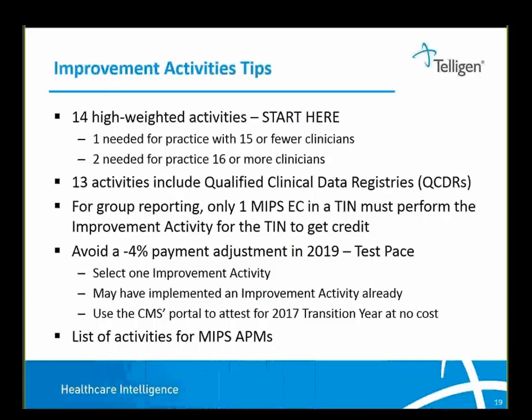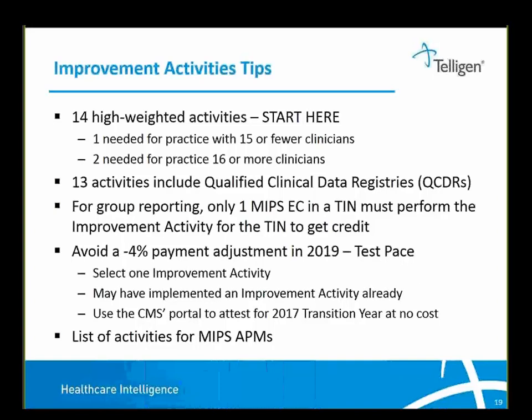We've spoken with some practices that for whatever reason want to submit just for the test-based option by submitting one activity. They might not be ready quite yet to fully go into the quality payment program through the MIPS path. So if this is the case, many times we're suggesting that they look at the improvement activities category first and select one of those improvement activities, either that they have already implemented or they can implement for a minimum of 90 days. And if you select one of those, then you would be able to go out to the CMS's portal to attest that, yes, you have implemented this activity for the 2017 transition year, and it's at no cost. So that's a big factor for those choosing to use the test-based option.